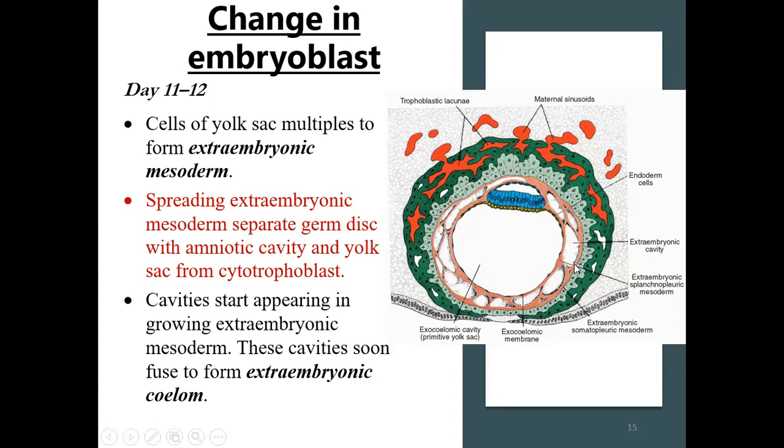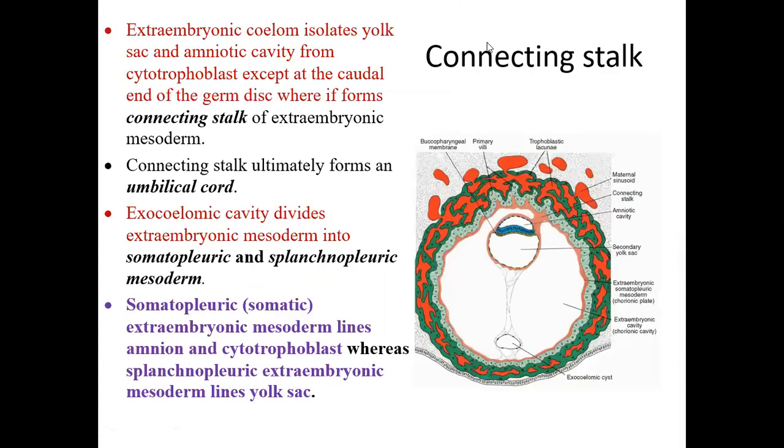or the chorionic cavity. So the extra embryonic coelom will isolate the yolk sac and the amniotic cavity from the cytotrophoblast at all the places except at the caudal end of the germ disc, where it forms the connecting stalk of extra embryonic mesoderm. So the connecting stalk will ultimately form the umbilical cord.